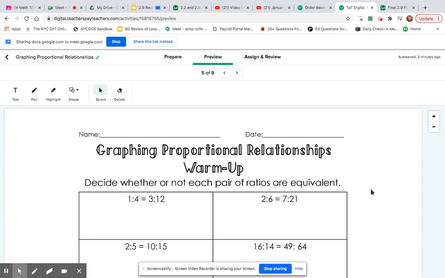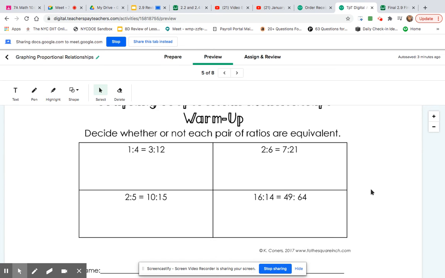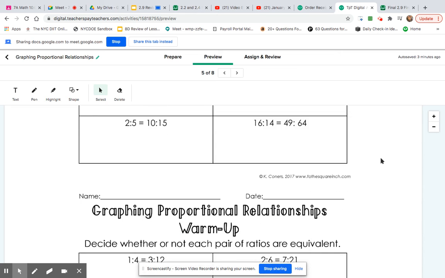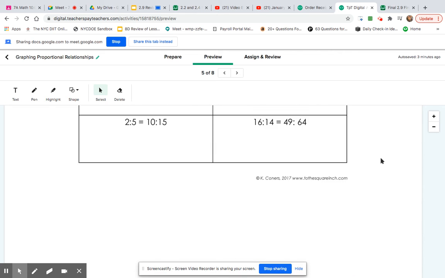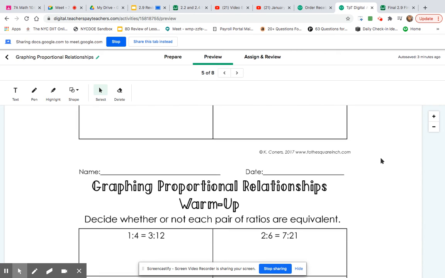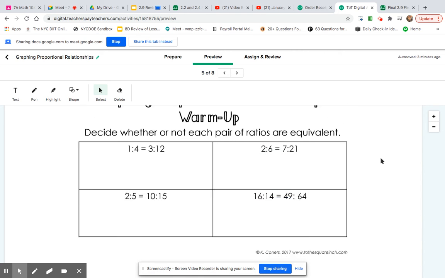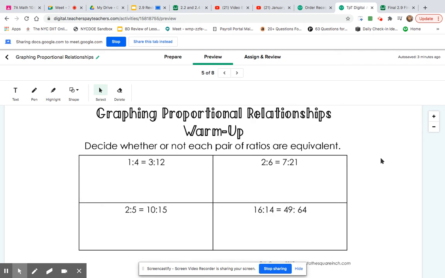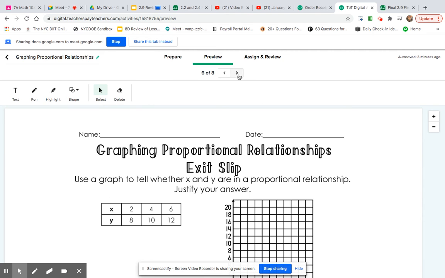Okay. And then this is going back to equivalent ratios, which we did before. Decide whether each pair of ratios are equivalent or not. Okay, so there's two sets of problems here. I believe it's the same problem. I think they duplicated it on the slide that I got it from. So you just need to do this one time.